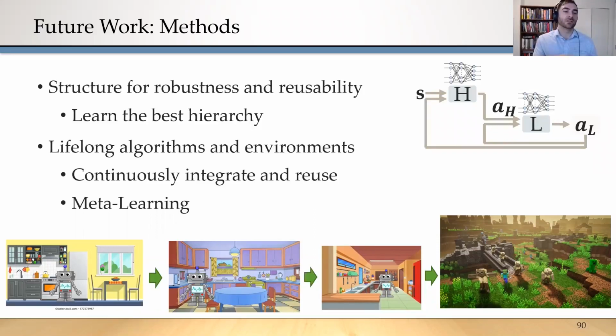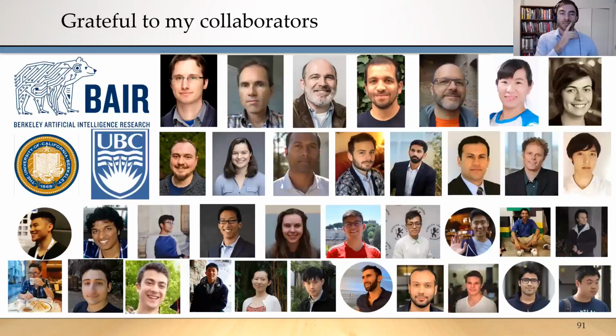And then I'm also very interested in doing types of lifelong learning algorithms. So basically being able to have an agent continually learn and integrate and understand that it should generalize some of its skills. And I'm currently applying types of meta learning in order to speed up some types of continual learning. And I'm extremely grateful to all the collaborators that I've been very fortunate to work with over my years of doing research.